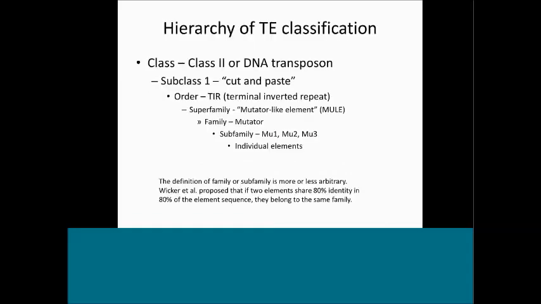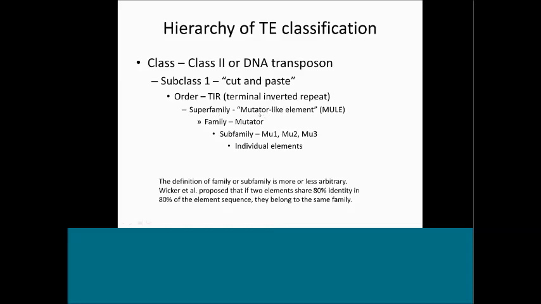Here is an example of the hierarchy of transposon classification. For example, take a Mutator-like element. It belongs to class 2, or DNA transposons. It also belongs to the subclass cut and paste. Then it belongs to the order of TIR elements, which means it has terminal inverted repeats.